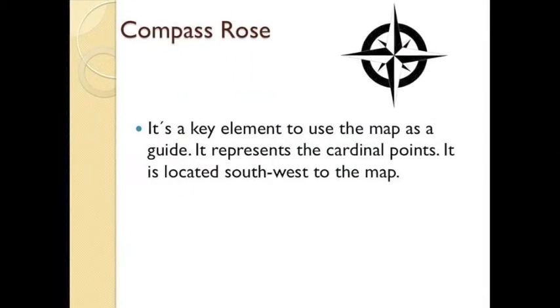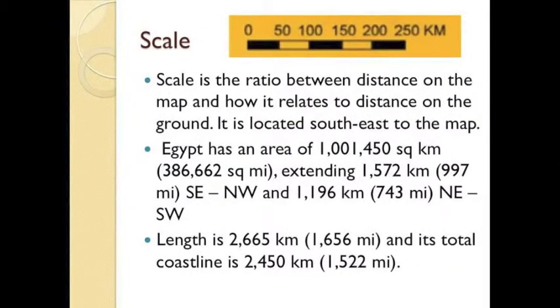Compass rose. It's a key element to use the map as a guide. It represents the cardinal points. It's located southwest to the map. Scale is the ratio between distance on the map and how it relates to distance on the ground. It is located southeast to the map. Egypt has an area of 1,450 kilometers, extending 1,572 kilometers.